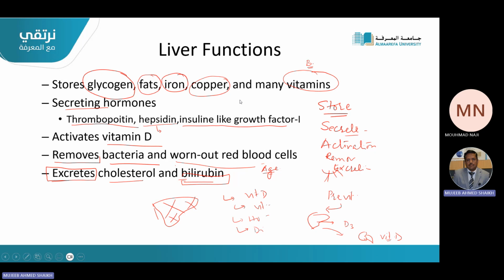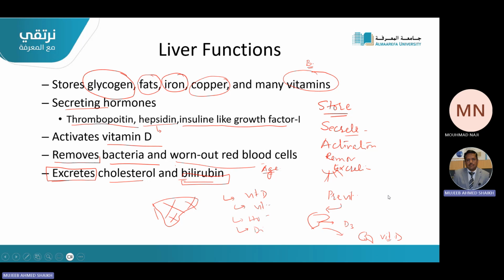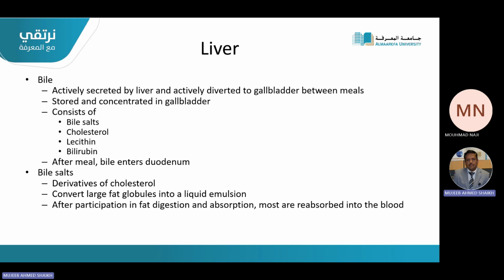So basically the liver performs two types of function, digestive function and non-digestive function. In digestive function, the digestion of fat. In non-digestive function, metabolic function, detoxification, synthesis, storage, secretion, activation, removal of the bacteria and worn out RBCs, and excretion of bilirubin and cholesterol. So these are all functions of the liver. Please remember all of them.